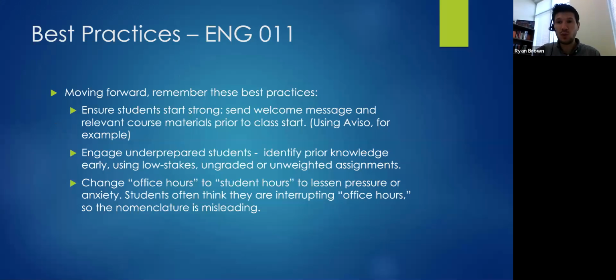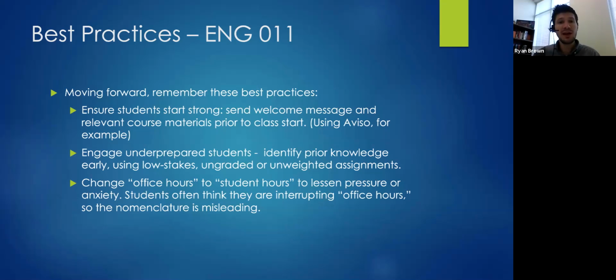Now we're moving to the best practices component of this presentation. And the two major things that we here at South Piedmont emphasize is we want students to feel welcomed and we want them to engage.